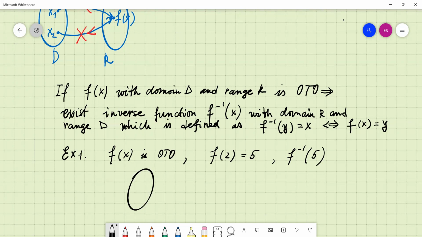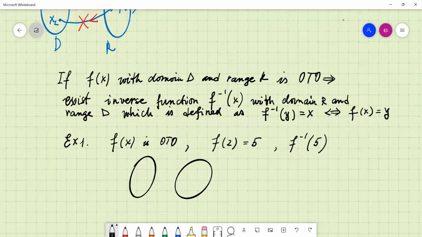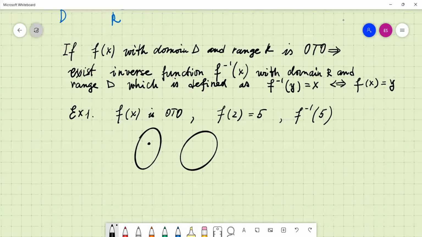I'm going to draw the picture. You don't need to draw the picture every time. It's just one time I'm going to show you how it works. So that's 2, and that's 5, and that's my direct function f, right? It takes 2 and brings it into 5.